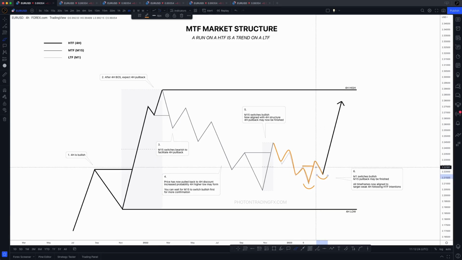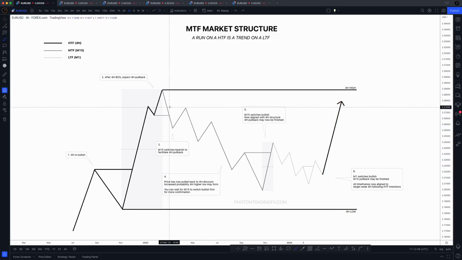On let's say the 15 second, we switch bearish to do that, okay? We're not going to do that, but just think about this now. Now we have full structural alignment. The M1 is bullish, which is confirming the M15 high low. The M15 is bullish, and that M15 switching bullish potentially confirms that the 4-hour high low may be forming. And now this becomes a super high probability trade to try and target that 4-hour high. Okay? So hopefully that makes sense. Watch this as many times as you need.